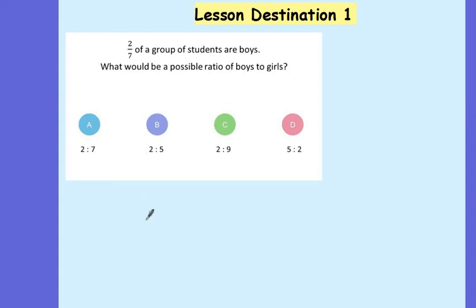Okay, let's work it out. So we've got 2 boys. If 2/7 are boys, that means 5/7 have got to be girls, or we've got 5 girls. So that ratio is going to be boys to girls, which is 2 to 5. So we should have got B.